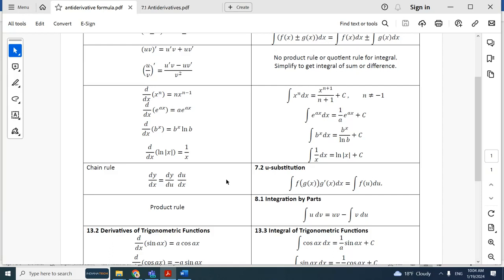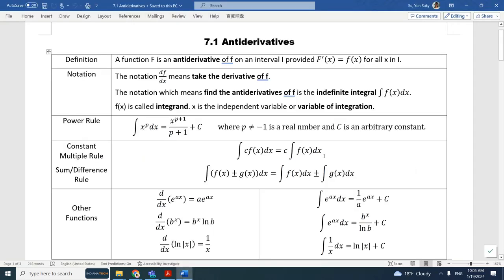The derivative of natural log of absolute value of x is 1 over x. So the integral of 1 over x is natural log of absolute value of x plus c. Are you all okay with that formula? Now let's look at session 7.1. Do you have the 7.1 worksheet I gave you last time?